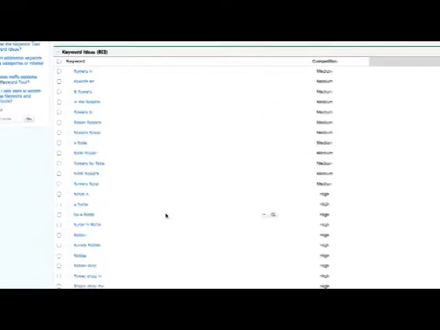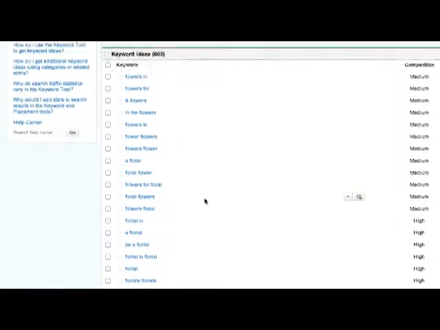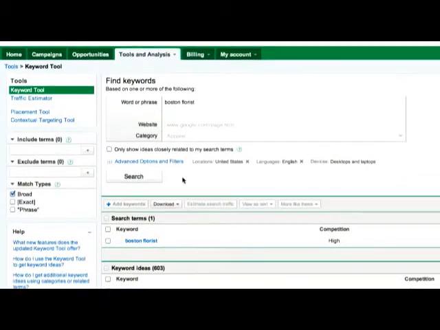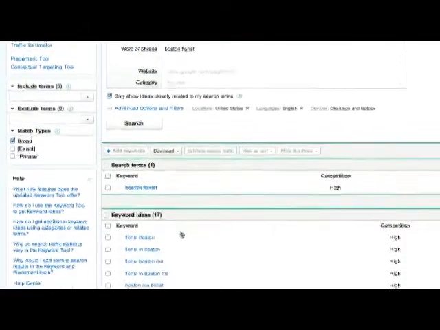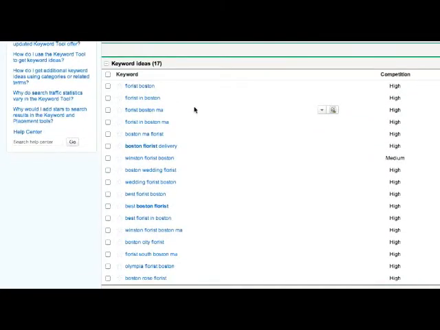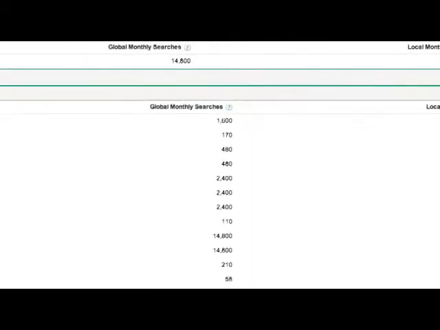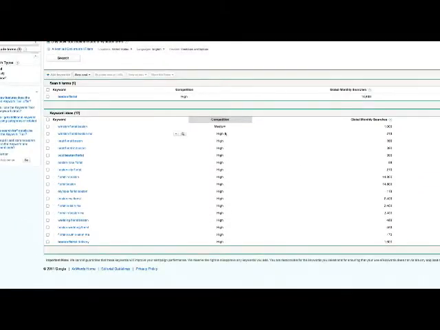However, we can scroll down this list and look for terms that are more targeted towards our business. I would say in our case, Boston is a must-have in the search term. So let's go back up here and select Only Show Ideas Closely Related to My Search Terms. There we go. Now we can study all of these more relevant keywords and start our strategy from here. We can look at the most searched terms, and we can look at those that are the least competitive. Or we can get the most out of Google AdWords and do both.